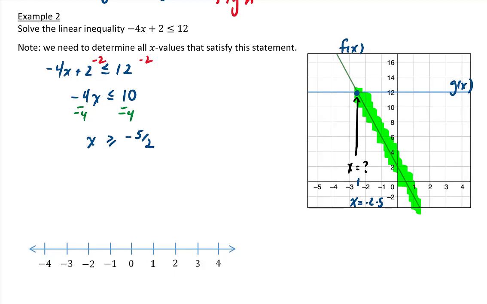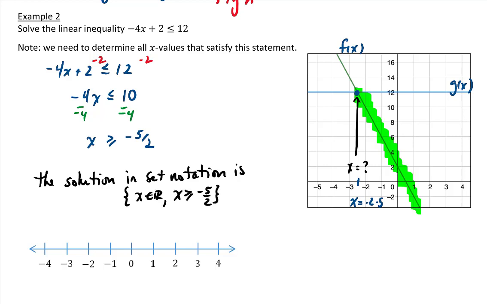The solution in set notation is, we say x is in the real numbers, and x has to be greater than or equal to -5 over 2. Or using interval notation, we have the following. We have that x is in the square bracket -5 over 2, comma, infinity. Notice we put the square bracket here because we said greater than or equal to. So to include -5 over 2, we need the square bracket. If we did not want to include -5 over 2, we would use the rounded bracket.